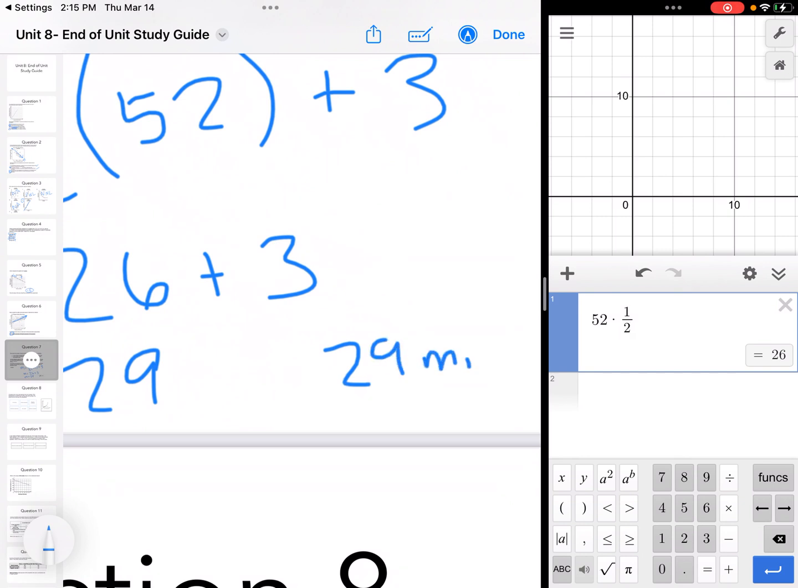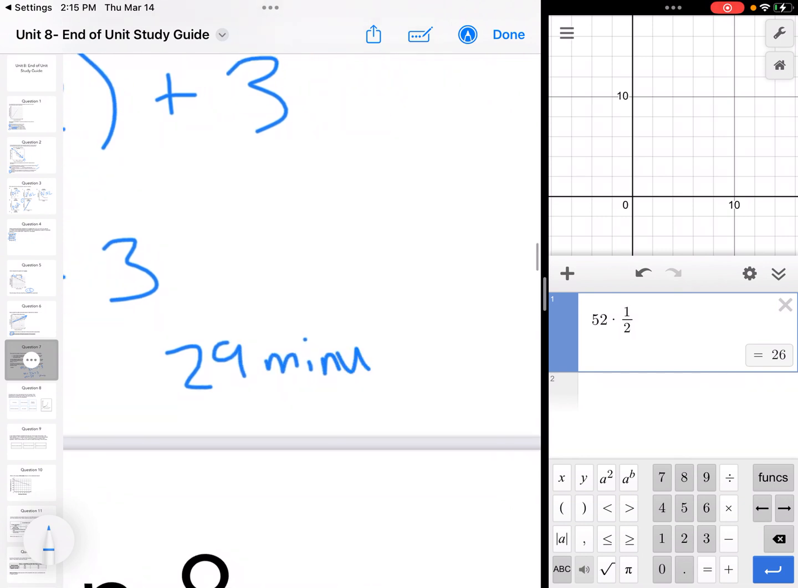Man. Can you imagine if our cafeteria took that long?